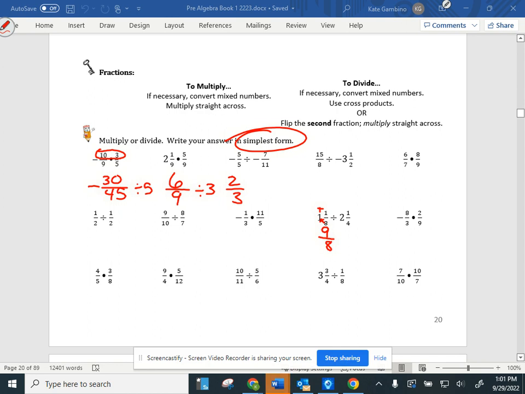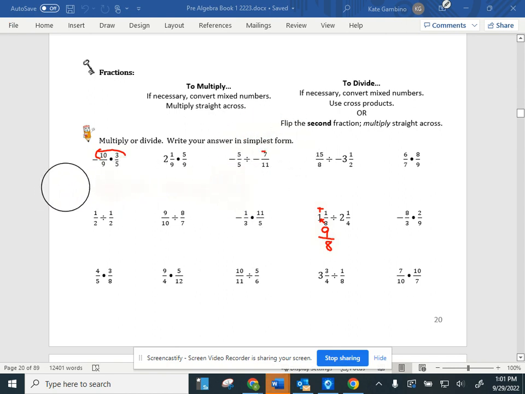Now, is my answer 2/3? Who said no? Raise your hand. Why wouldn't it be 2/3? Who can find my mistake? Why is my answer not 2/3? Mallory. When you simplify, you cannot forget that negative sign. It is super easy when we simplify to forget if it's a negative. Always go back and double check. Okay?